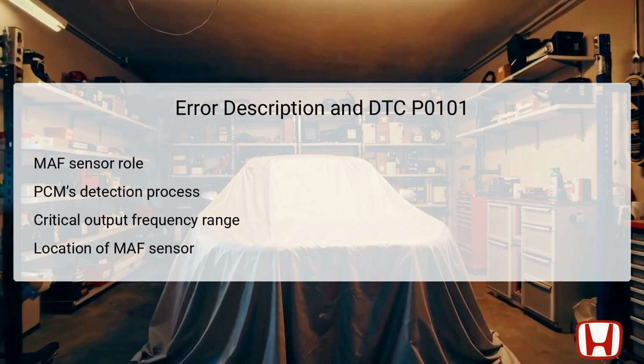If the MAF sensor's output frequency falls outside the specified range, the PCM interprets this as an abnormality, leading to the storage of DTC P0101. This error typically suggests that either the sensor itself or the surrounding components in the air intake system may be compromised. Understanding the functional role of the MAF sensor is essential for troubleshooting this DTC accurately.